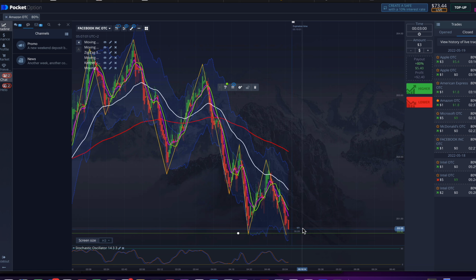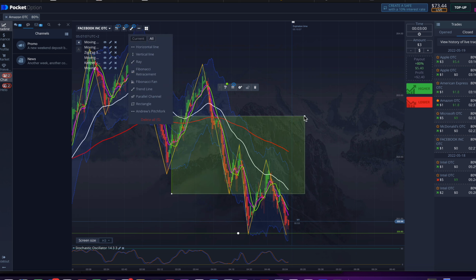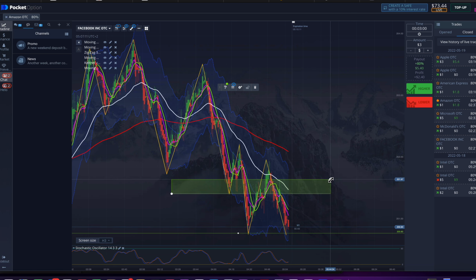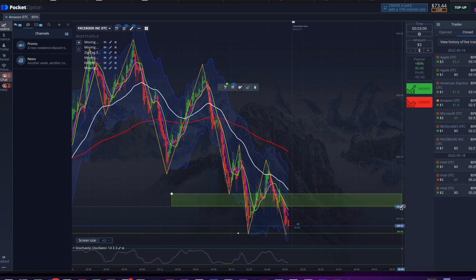So what I'm looking for is, I wouldn't get in right here. What I'm looking for is just this right here. I'm just marking up the zones, guys, to show you how I mark up the zones. If I'm looking for the pullback, I'm looking for it to come somewhere within this area before I take it back down.